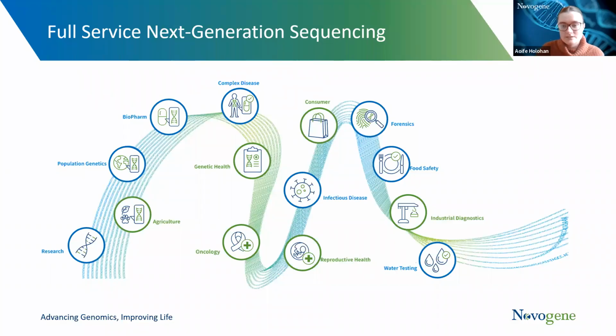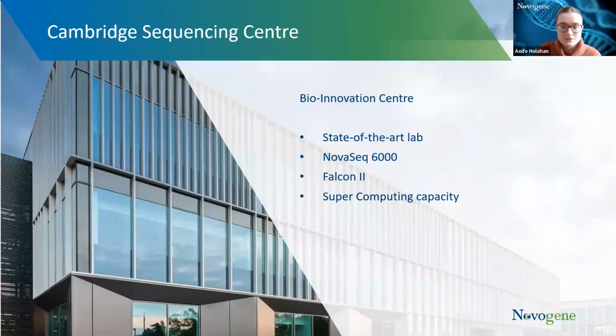So Novogene was founded in 2011 and has been growing rapidly ever since. Our company mission is to advance genomics and improve life. And as you can see here, our services cover a huge range of applications with real life implications, from complex disease research and oncology to food and water safety. Our European Sequencing Centre is based in the Cambridge Science Park in the UK.